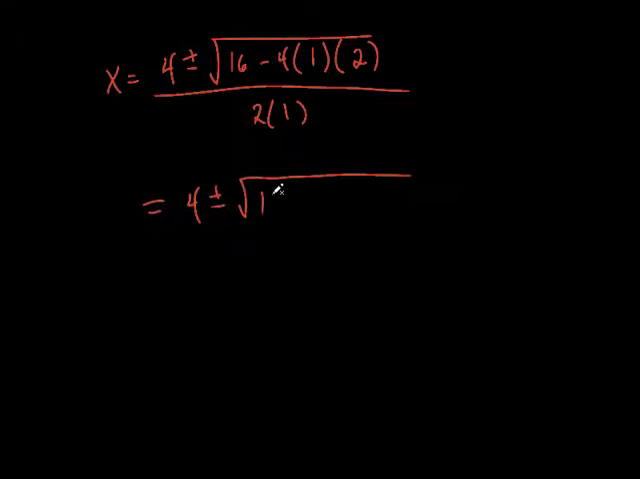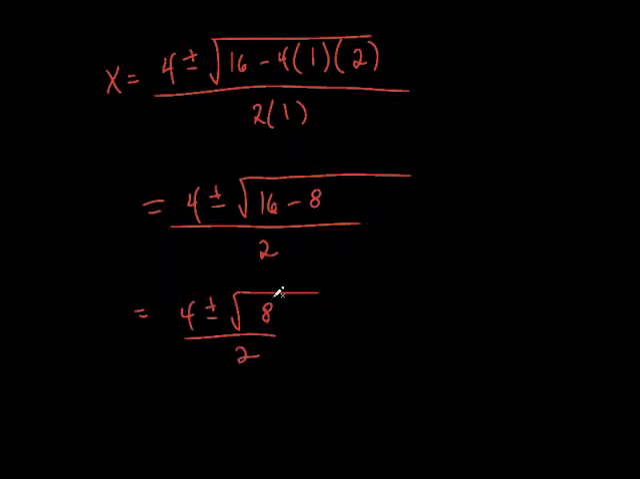So what do we have? We got 16 minus, what is this? 4 times 2 is 8, right? And that's over 2. Everybody good so far? So we just keep simplifying. That's all we do. Square root of what? 16 minus 8 is 8 over 2. Do we keep it like that?